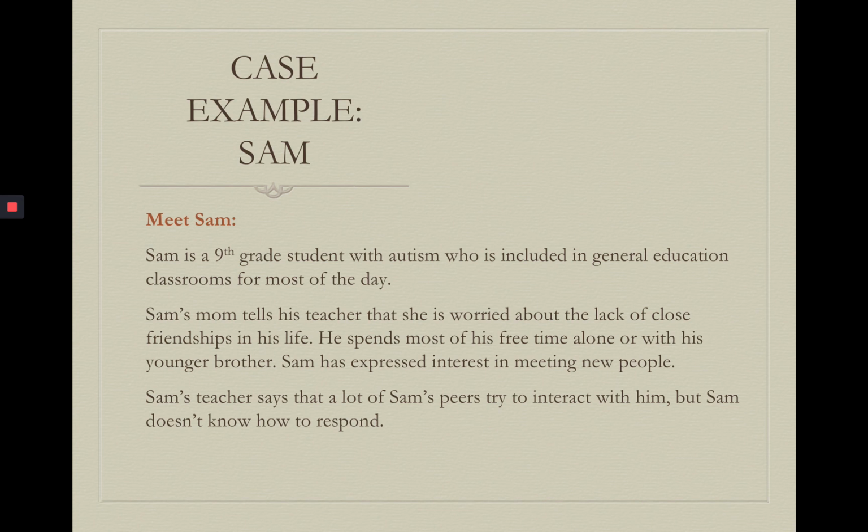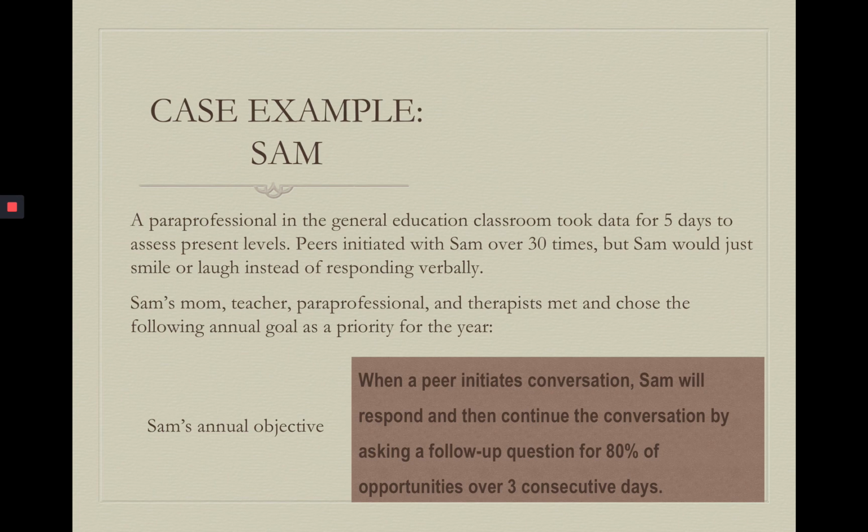So Sam is a 9th grade student with autism who is included in general ed classrooms for most of the day. Sam's mom tells his teacher that she is worried about the lack of close friendships in his life. He spends most of his free time alone or with his younger brother, but Sam has expressed interest in meeting new people. Sam's teacher says that a lot of Sam's peers try to interact with him, but Sam doesn't know how to respond. So a paraprofessional in his general ed classroom took data for 5 days to assess his present levels.